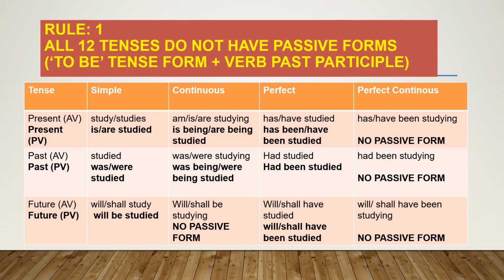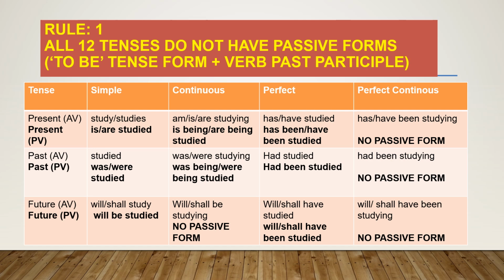Similarly, all the three perfect continuous forms do not have a passive form. So these four columns you can see is written clearly, no passive form. The remaining all have passive. For instance, study or studies, simple present tense, has is studied or are studied. The rule is use to be in the tense form and the verb in the past participle. The verb's past participle is studied and the tense is is and are.